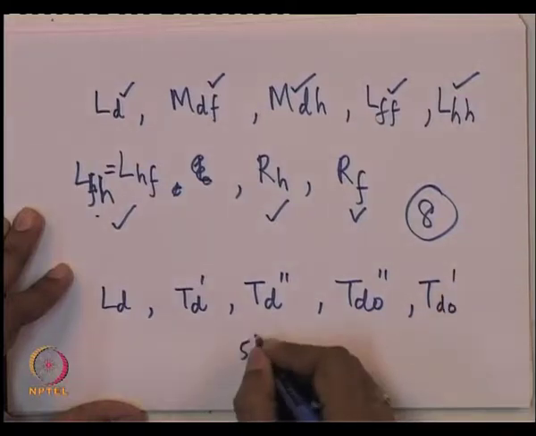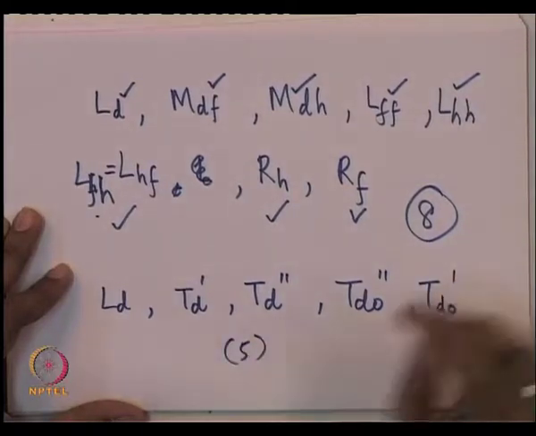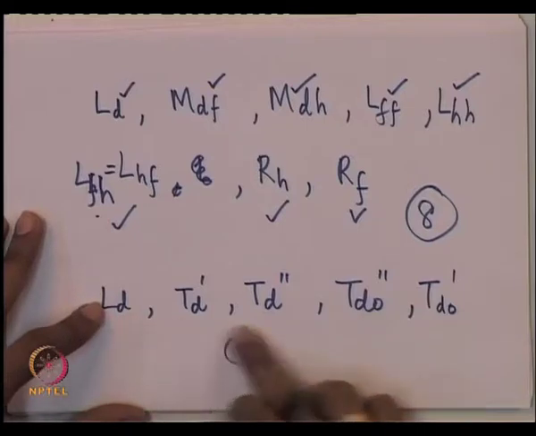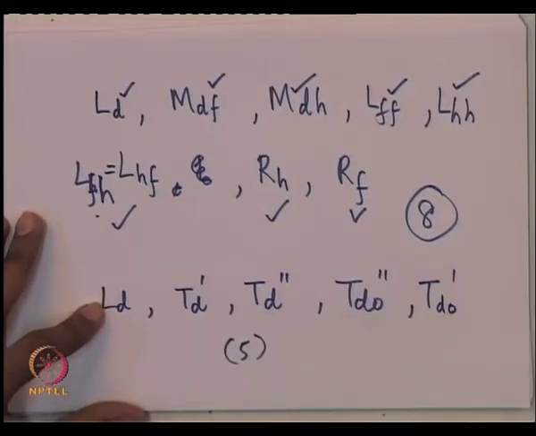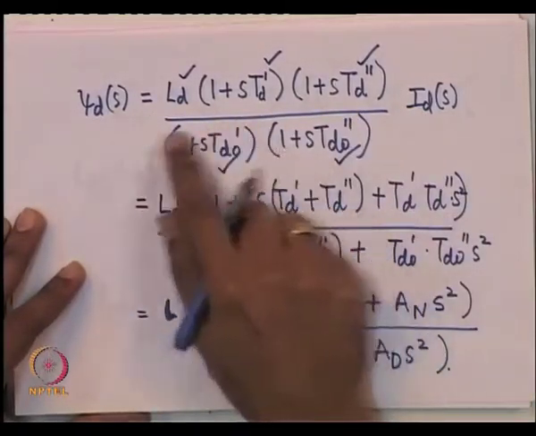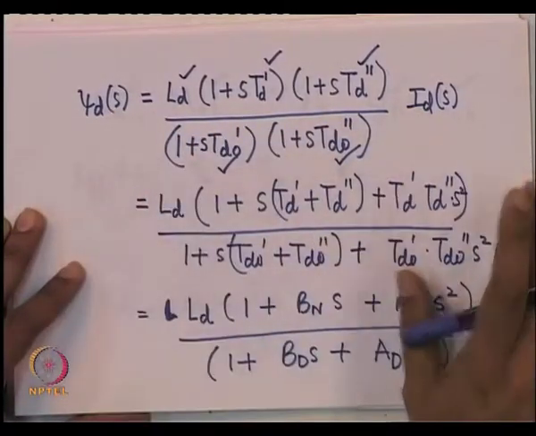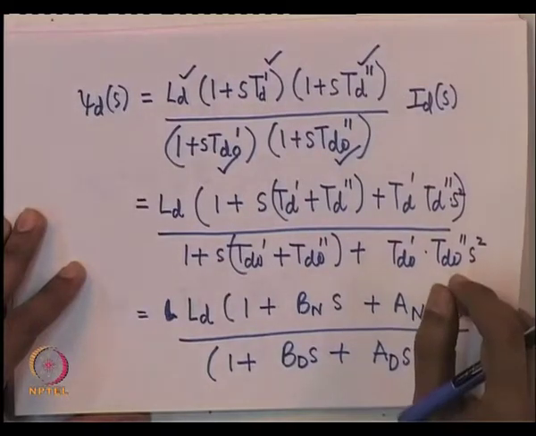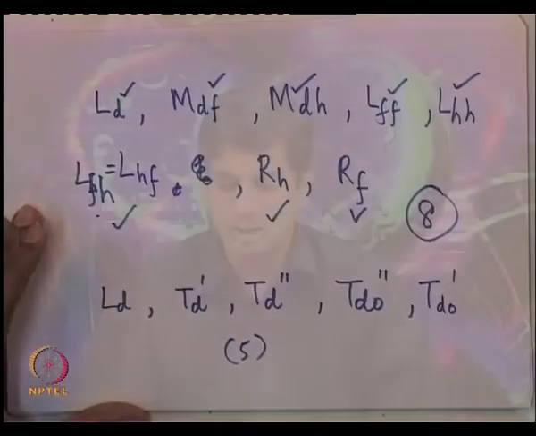So, they are only 5. Okay. So, if you just obtain these parameters, you will of course manage to replicate in the model a transfer function which gives almost the same response as that obtained experimentally, but you will not be able to get all the parameters of the original model. Okay.